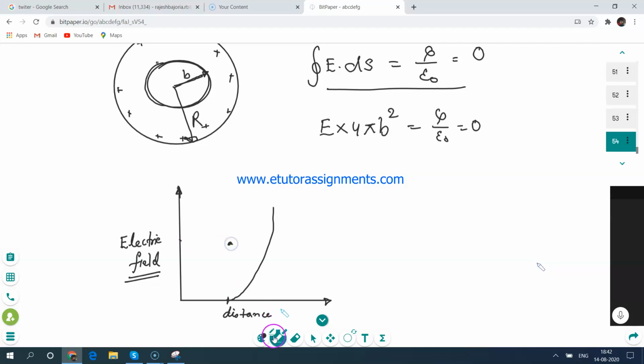Not from this parabola. Please understand. The parabola will start from here, at this point. This is the maximum point, where the electric field is equal to KQ by R square, the radius square. Is it clear? Yes. This is the point.